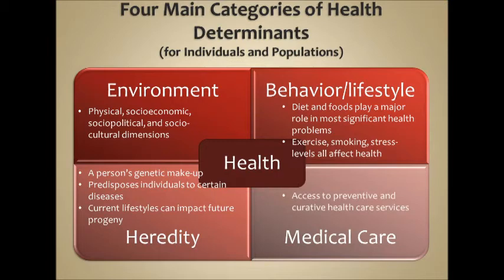Finally, we get to medical care. Access to preventive and curative health services is another determinant of health. So if you think about it, some of these determinants you can do something about as an individual. Some of them you can't. And some of them you can best do something about as a government. Think about environment. Think about medical care. You would have to be a pretty big organization to affect an individual's health at that level.